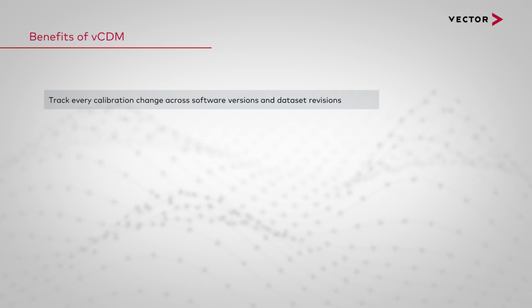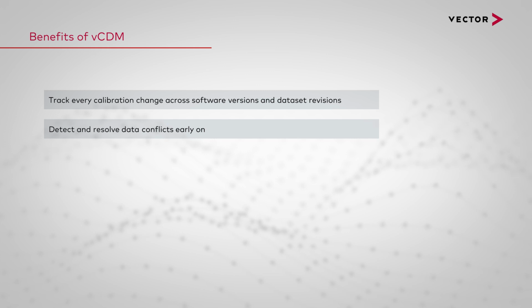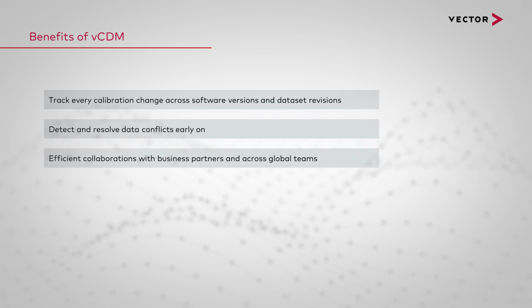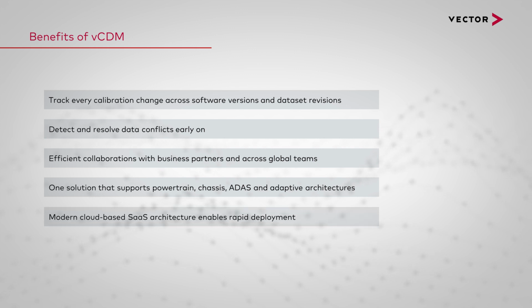vCDM enables the calibration department to track every change in calibrations across software versions and dataset revisions. You can detect and resolve data conflicts early on. vCDM helps you to foster efficient collaborations with business partners and across global teams. Powertrain, chassis, ADAS and adaptive architectures all supported in one solution. Modern cloud-based software-as-a-service architecture enables rapid deployment.